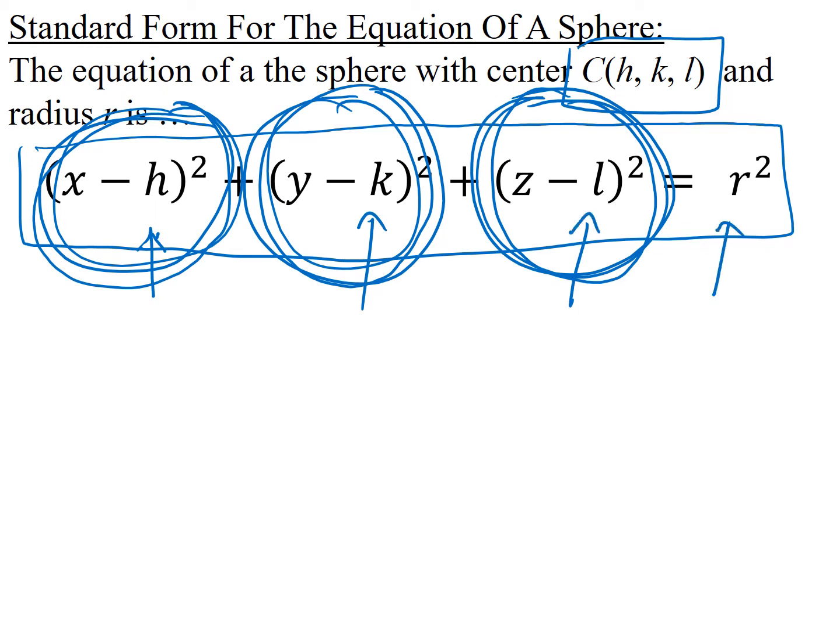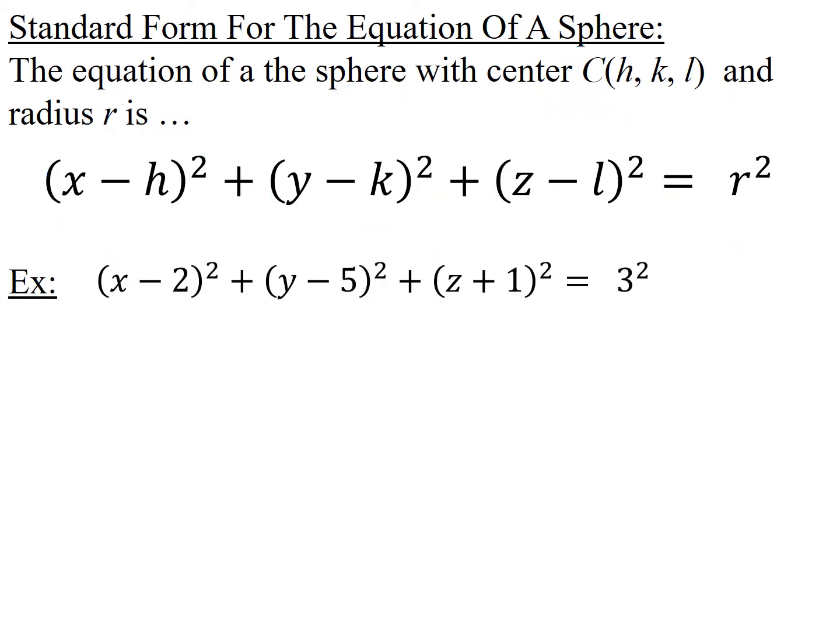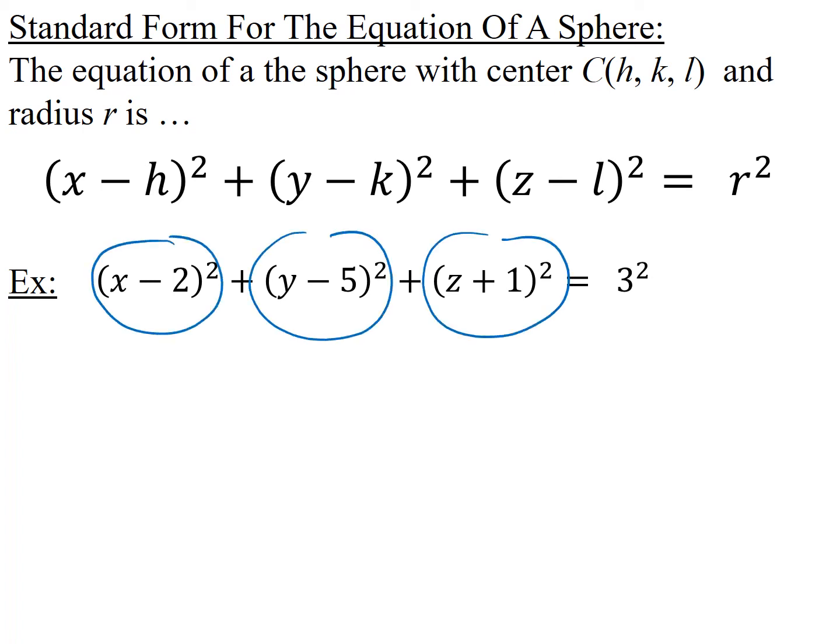But if it's not written in this form, and you want to get it written in this form, then you need to complete the square. You need to turn whatever you get into something squared, and something squared. Let's take a look at this example real quick. Here's an equation of a sphere written in standard form. Again, it's something squared here, something squared here, something squared here. And you can see that the center is going to be the number 2, the number 5, and then -1.